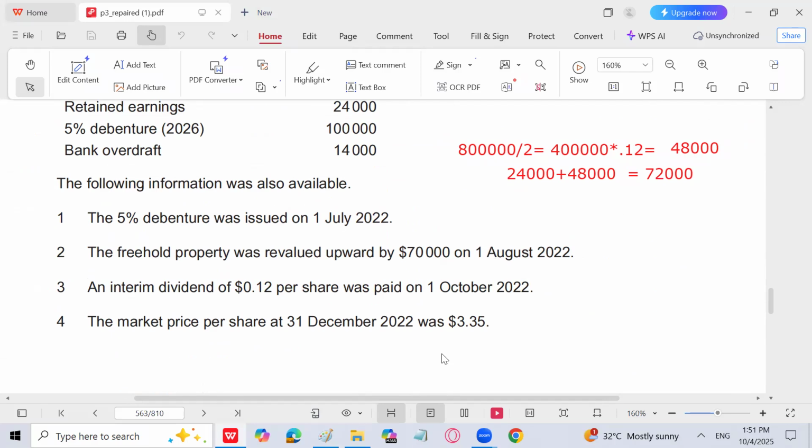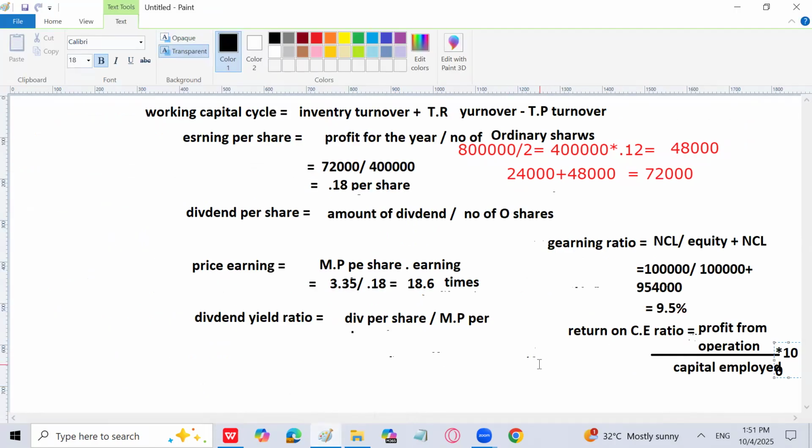So profit 72,000 plus, we'll go reverse, right? Profit 72,000 plus the debenture interest finance cost, which is 2,500, we will get 74,500 profit before interest, divided by capital employed, equity plus non-current liability, which is going to be 10,54,000, into 100. We will get the return on capital employed ratio.